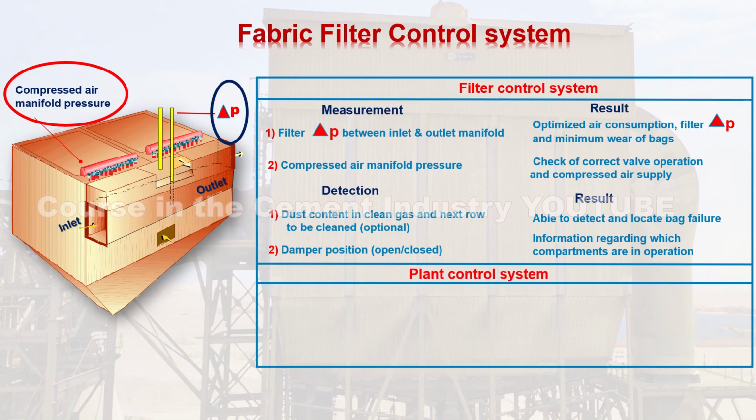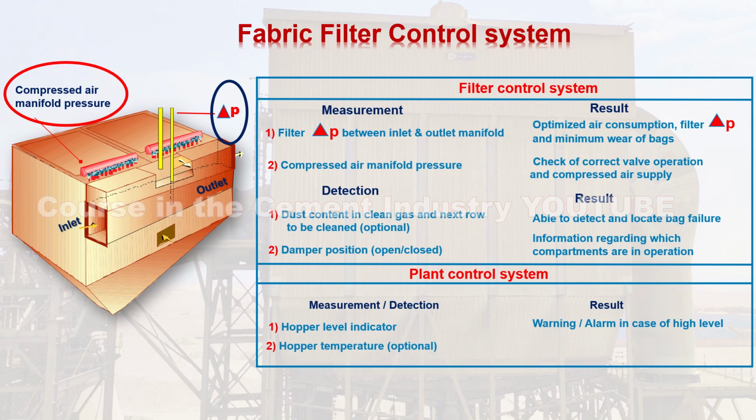Plant control system. Measurement, detection. 1. Hopper level indicator. Result: warning, alarm in case of high level. 2. Hopper temperature, optional. Avoid condensation in hopper, by control of heating.